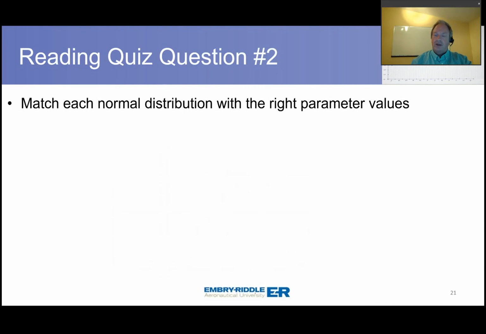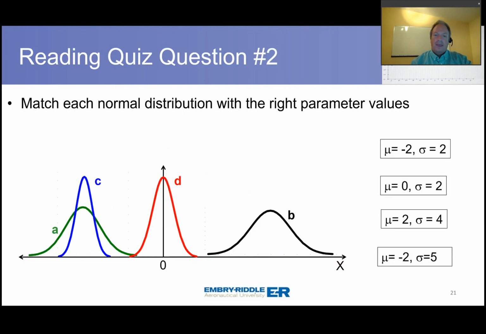Okay, so for your reading quiz, what I want you to do is match these four normal distributions, A, B, C, and D, to their parameters.